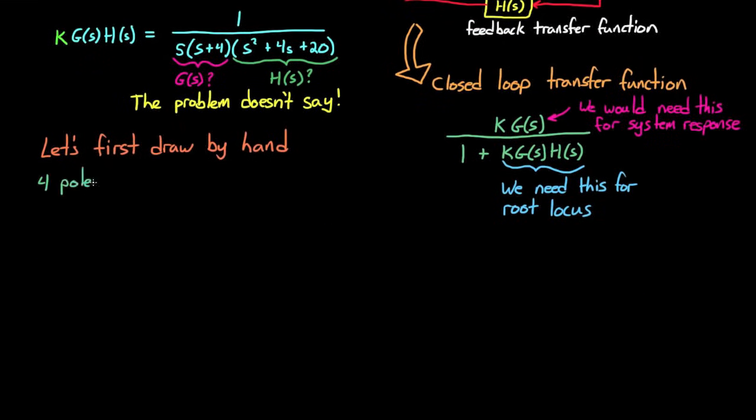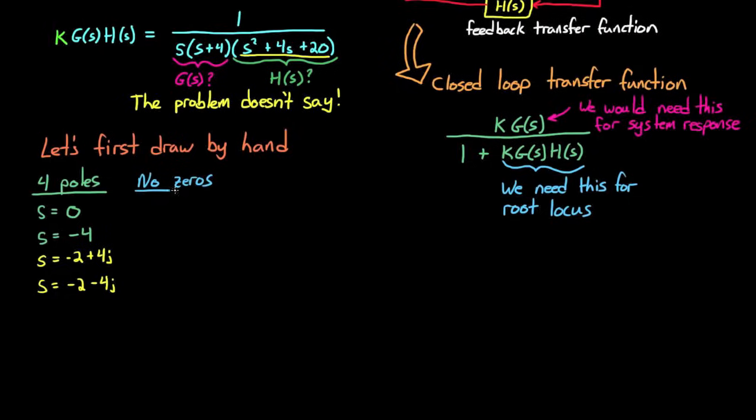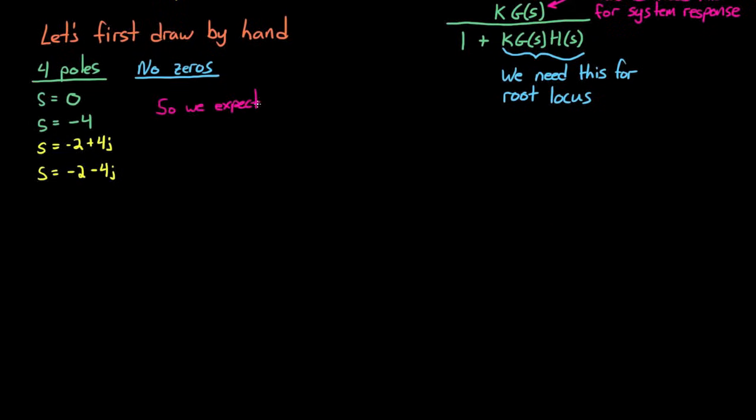Now, first thing I do is plot the locations of the poles and zeros of G(s)H(s), and we can see that there are four poles at 0, -4, -2+4j, and -2-4j. And since there are no zeros, we'd expect four lines to go off to infinity.